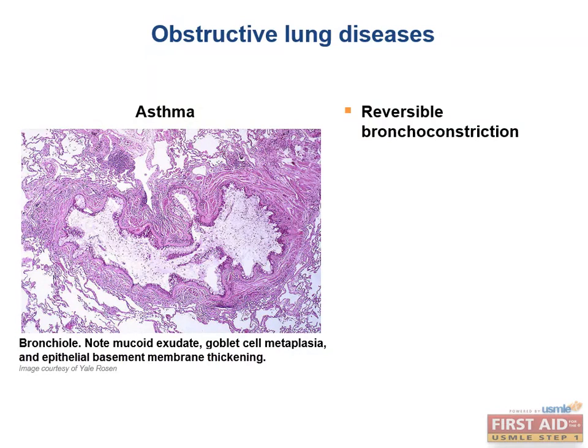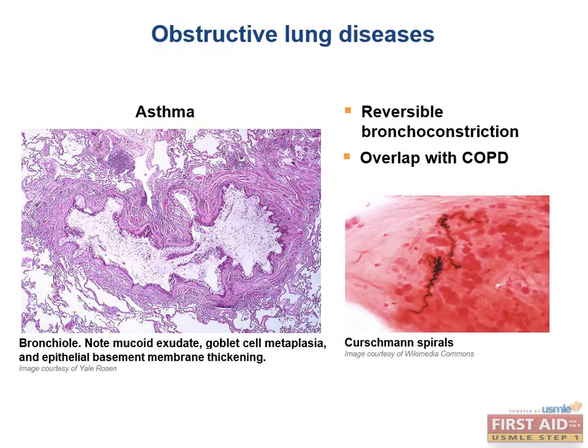Now remember, there's a spectrum of disease where you can have a bit of overlap between the two conditions. The classic pathology associated with asthma is smooth muscle hypertrophy, airway inflammation, and mucus plugging. Curschmann spirals are shed epithelium that is a byproduct of the mucus plugging. You can see the obvious corkscrew shape here.